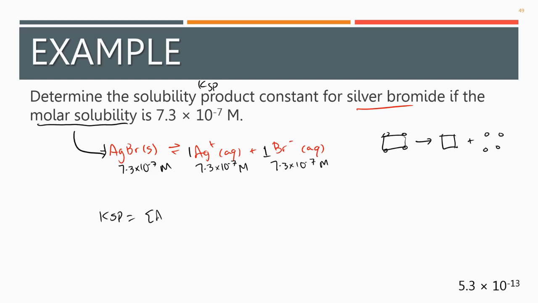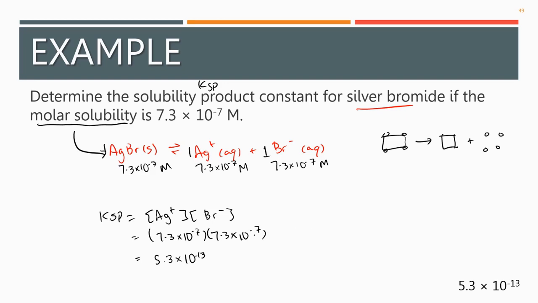So it is going to be the concentration of silver, and I'm using square brackets here, multiplied by the concentration of bromine. So the concentration of silver is 7.3 times 10 to the negative 7 at equilibrium, and 7.3 times 10 to the negative 7. So when I do the math here, this works out to being 5.3 times 10 to the negative 13. And we should notice something here real quick.